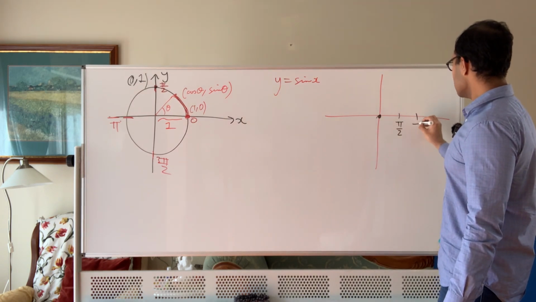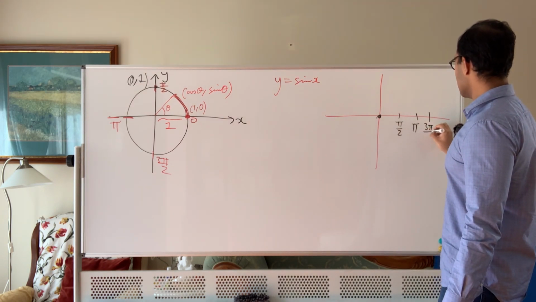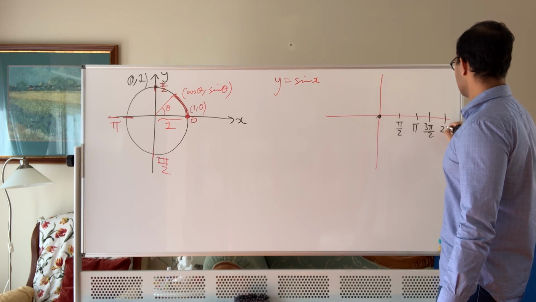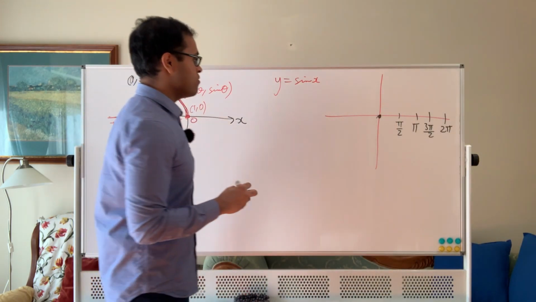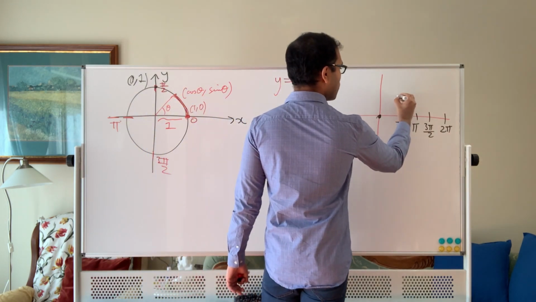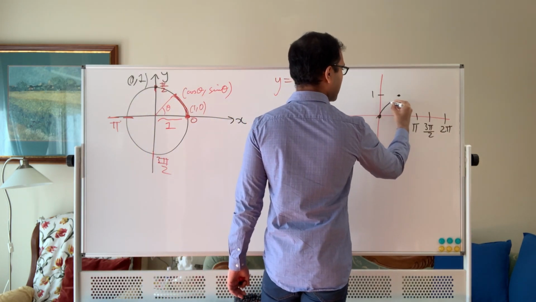Okay, so I'm going to draw on the x-axis these radians: pi over 2, pi, 3 pi over 2, 2 pi. So sine is going to be 1 at pi over 2, and it's going to steadily go up to 1.